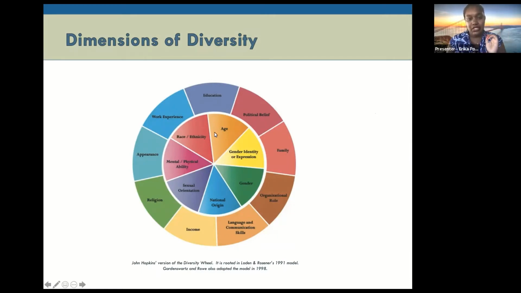I want you to pay attention to two things. There is an inner wheel, and then there is an outer wheel. Our inner wheel, or inner ring, relates to things that are visible. When you look at me, you probably assume that I am an African American woman. I am able-bodied, most likely straight, probably American. Again, I'm a woman, so I'm female.